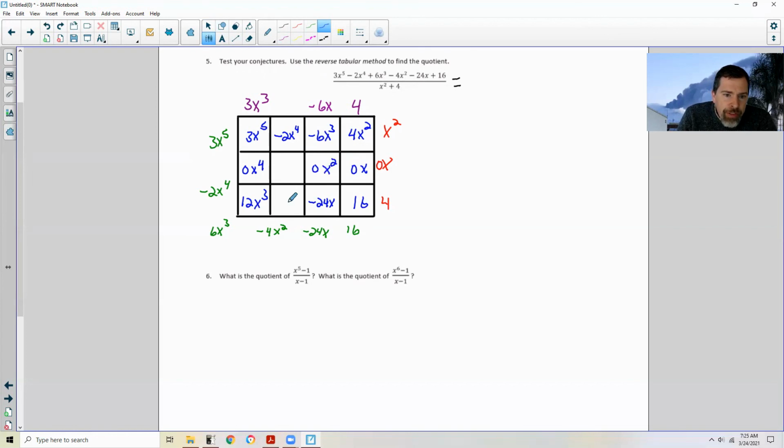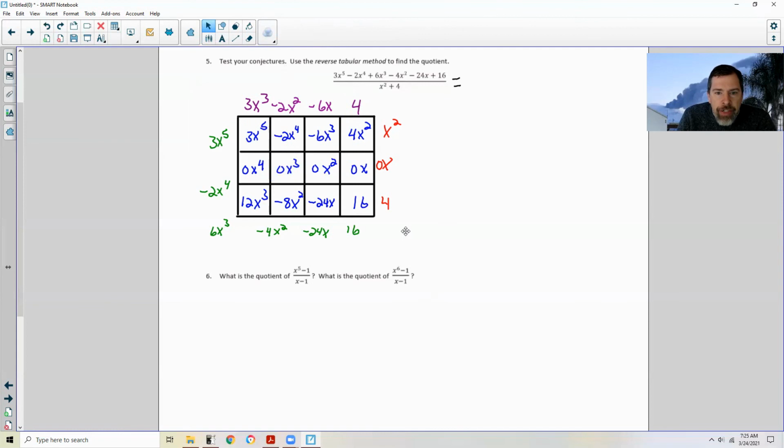Now I have 2 of these diagonals out of 3 that gives me this, and 1 is 0. So 4x squared plus something gives me negative 4x squared. Well, that has to be negative 8x squared, because negative 8x squared plus 0x squared plus 4x squared is negative 4x squared. So now I have this value. 4 times what gives me negative 8? Well, it's going to be negative 2x squared. 0x times negative 2x squared is 0x cubed. Wrong color again, buddy.